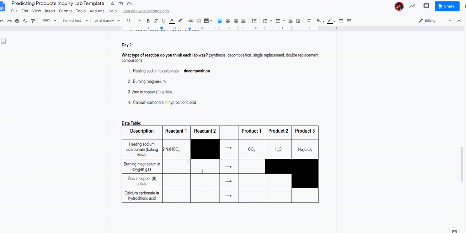So that's our assignment today. Try and figure out day 2. What type of reaction do you think it was? And what might be the reactants and the products there?